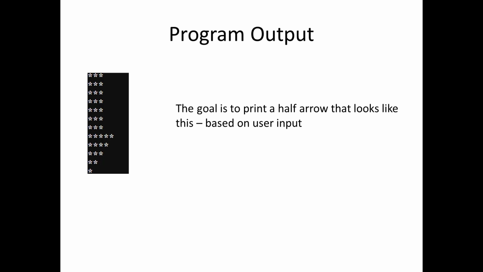So for this particular program, the goal is to print a half arrow that looks like this, based on the user input. So the user will give us the length of the arrow, the width of the arrow, and the width of the head of the arrow so that we can use our program to draw the half arrow.